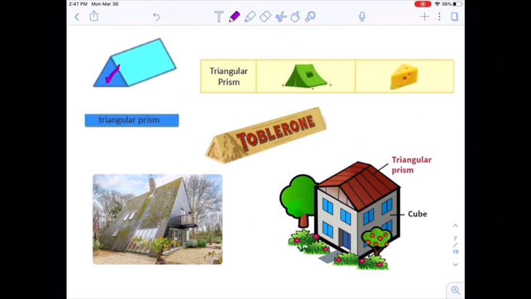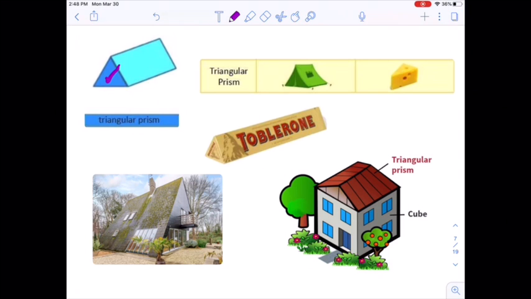It has a triangle on each end. So I thought of some real-world examples for you of a triangular prism. Look at this tent. Have you ever seen a tent like that before? Or this piece of cheese is also a triangular prism. A Toblerone is a yummy candy bar. Maybe you'll look for it next time you're at the store.